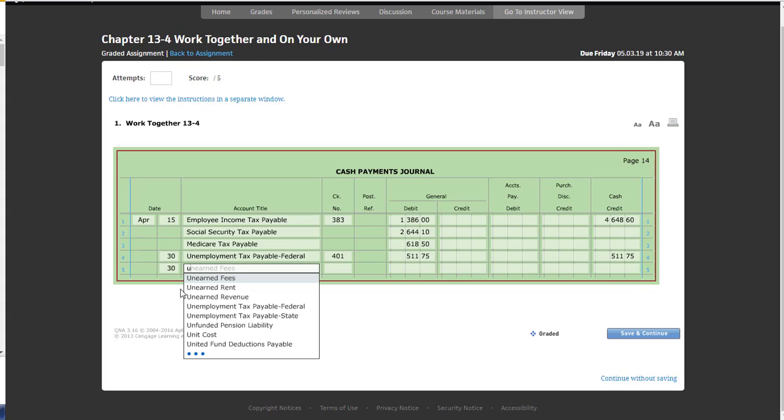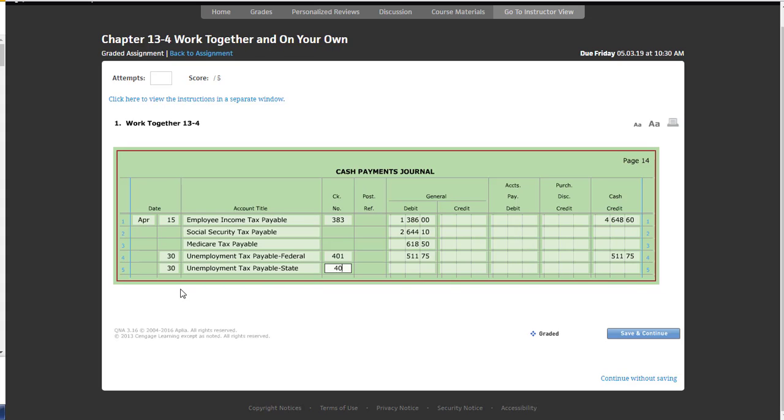Our account title will be Unemployment Tax Payable State. Check number 402. And this amount should be much higher than our federal. And that's going to be $3,454.34. Save her up and try that on your own. Oh, 4 cents at the end. Thank you. You saved me. I had 30 cents instead of 34 cents.